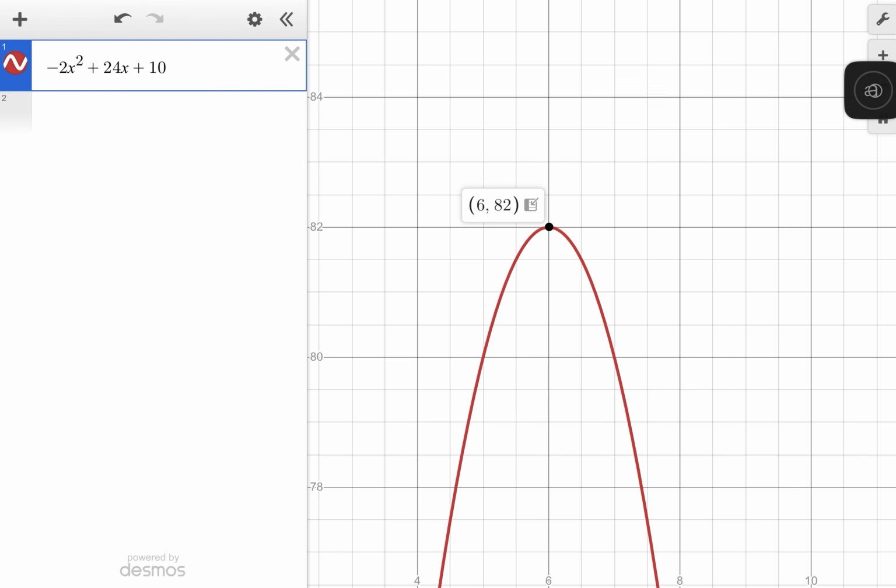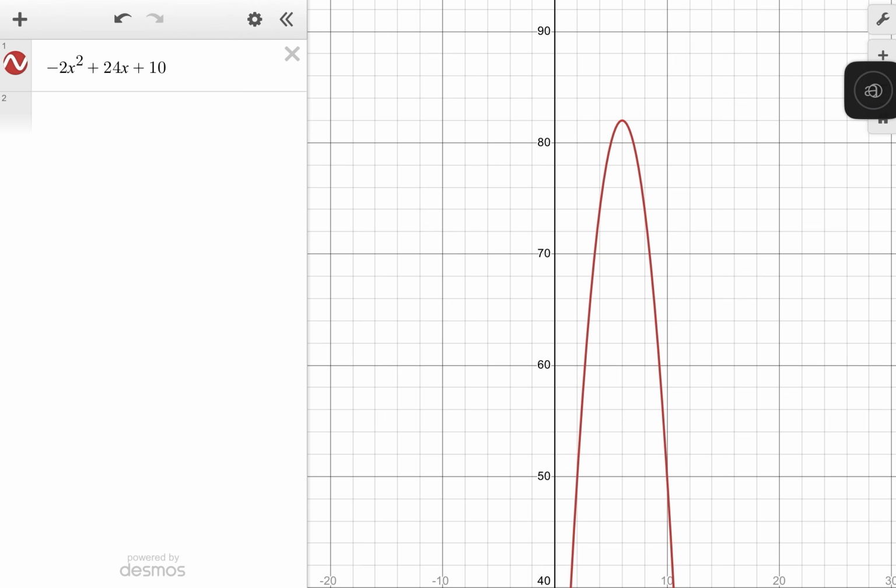So there's a key distinction. If the problem's asking you for what value of x it's the greatest, then you put 6. If it's asking you to find the maximum value, then you put 82. So once again, this is how powerful Desmos is. It just tells you what the maximum point is as long as you plot the graph and click on the graph.